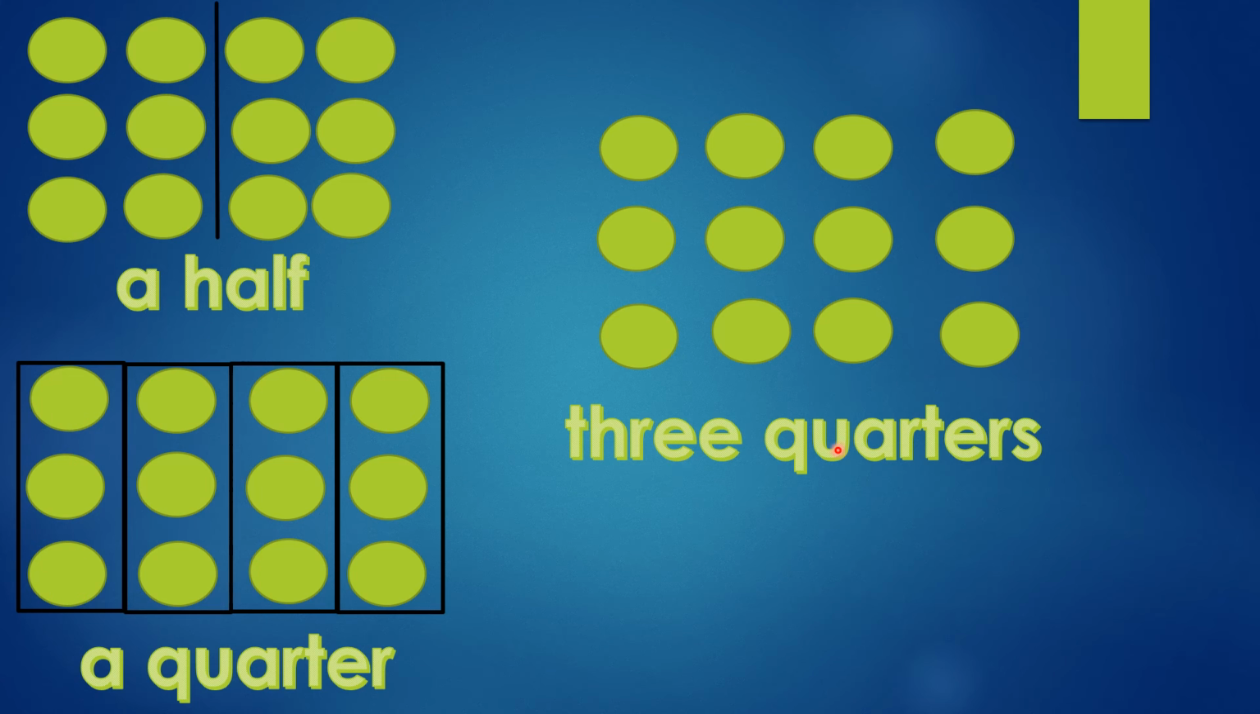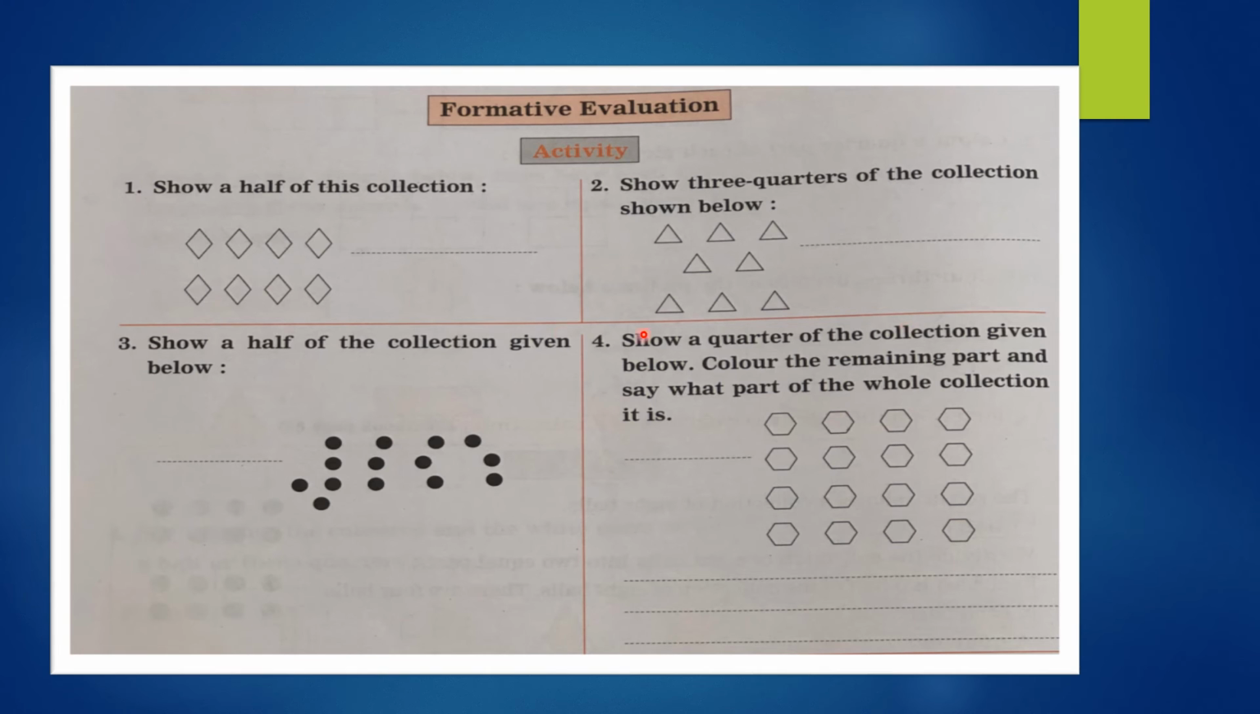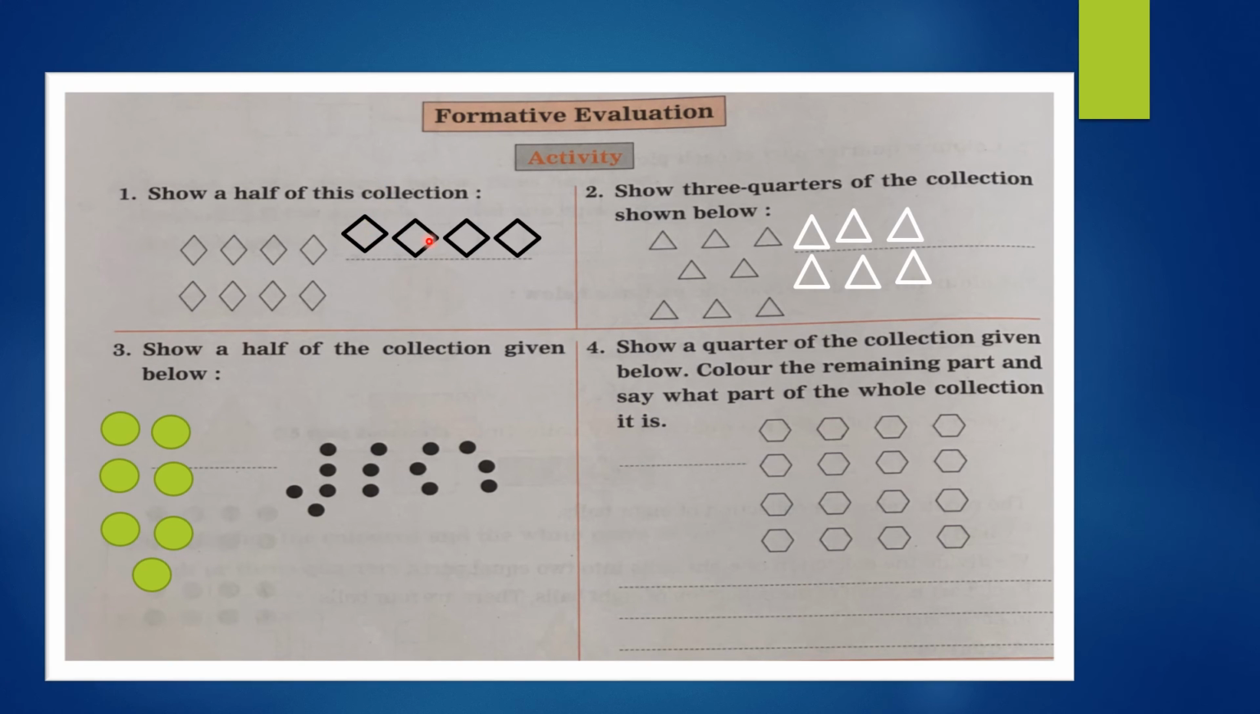And 3 quarters, that means out of 12, how many will you select? 1, 2, 3, 4, 5, 6, 7, 8, 9. So do you remember? 6, that is a half, plus a quarter, 3, 9. So this is your 3 quarters and this is your quarter that remains. Let us solve this. Show a half of this collection. So first count how many are there. 1, 2, 3, 4, 5, 6, 7, 8. So what is the half of 8? You are correct. So you have 1, 2, 3, 4. That is a half of the collection.